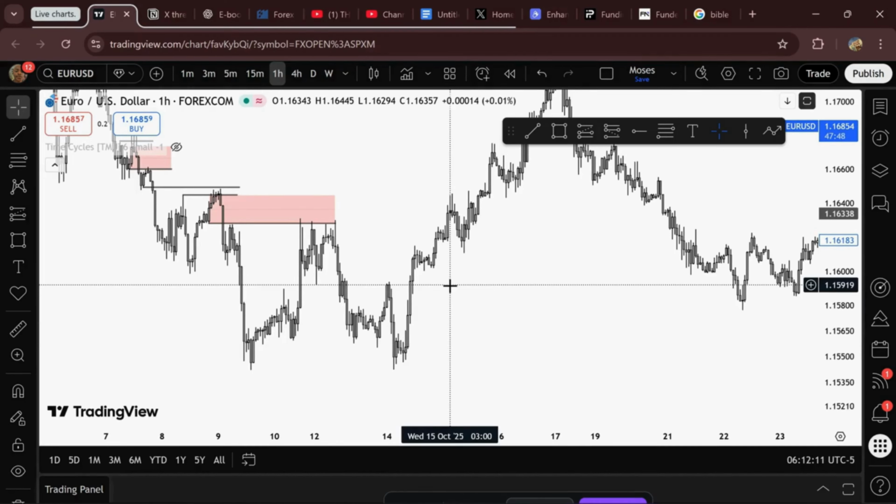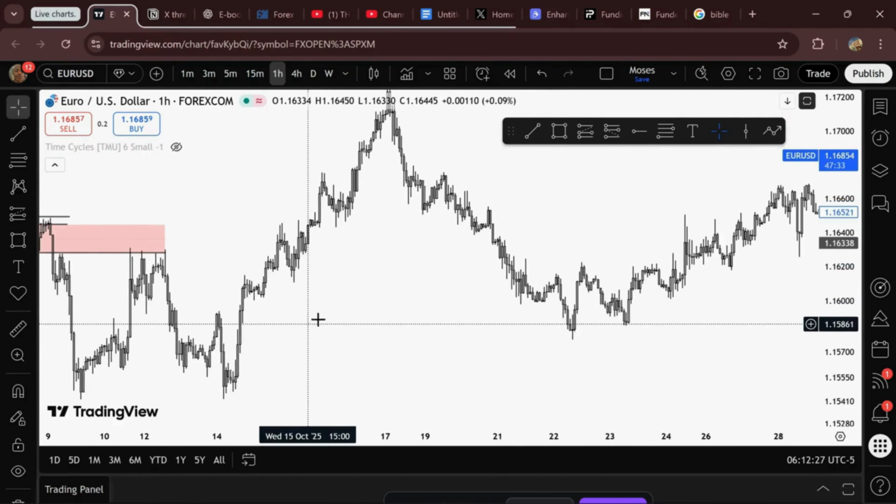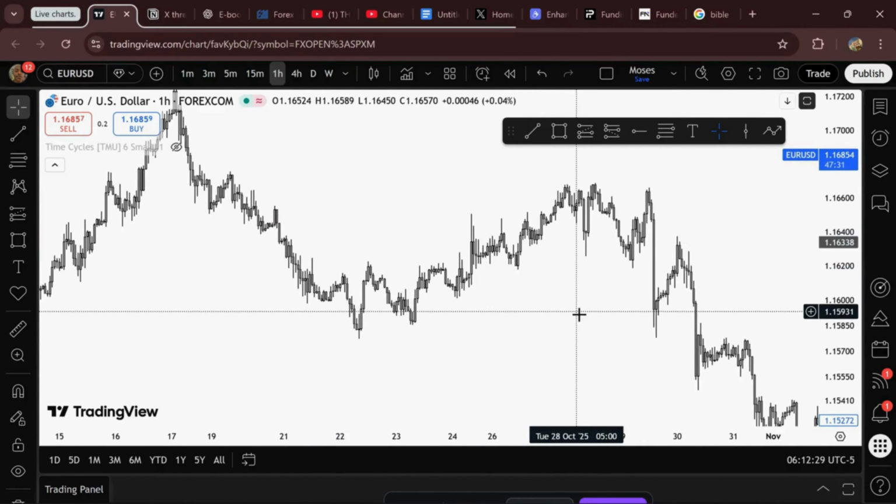Bullish order block, the last bearish candlestick before price reverses upward. Bearish order block, the last bullish candlestick before price reverses downward. And that will be the end of this lecture.